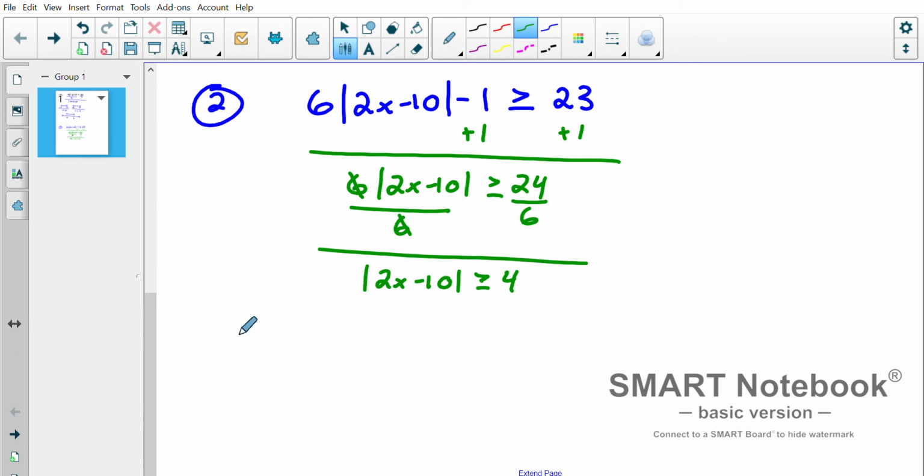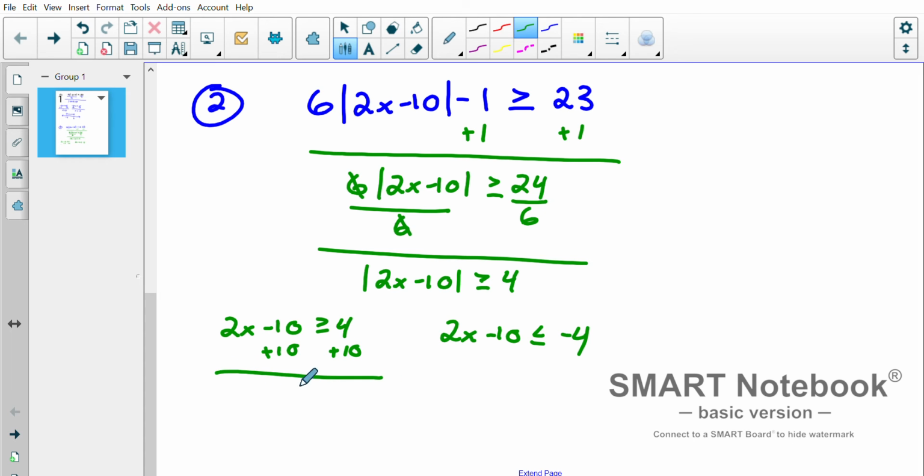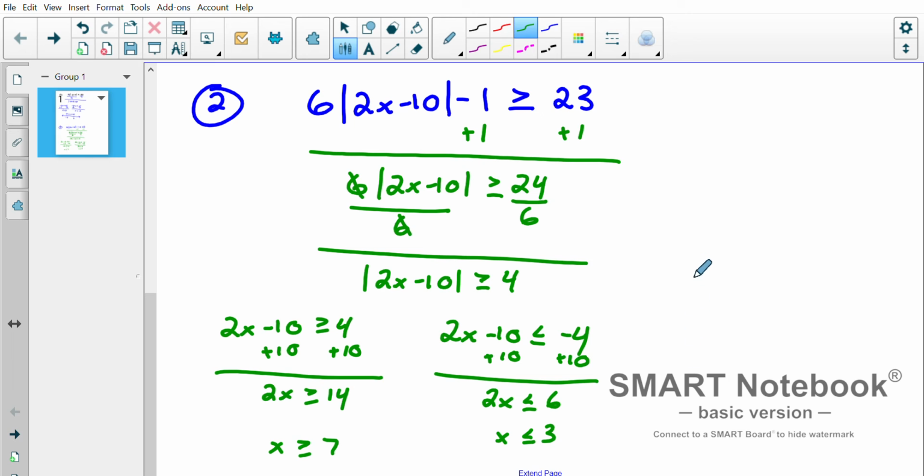Now here we can split it up. So we get 2x minus 10 is greater than or equal to 4, and we have 2x minus 10 is less than or equal to -4. As I solve, two-step equation here, we get 2x is greater than or equal to 14. Then when I divide by 2, x is greater than or equal to 7. Here, add 10 to both sides again. 2x is less than or equal to 6. When I divide by 2, x is less than or equal to 3.